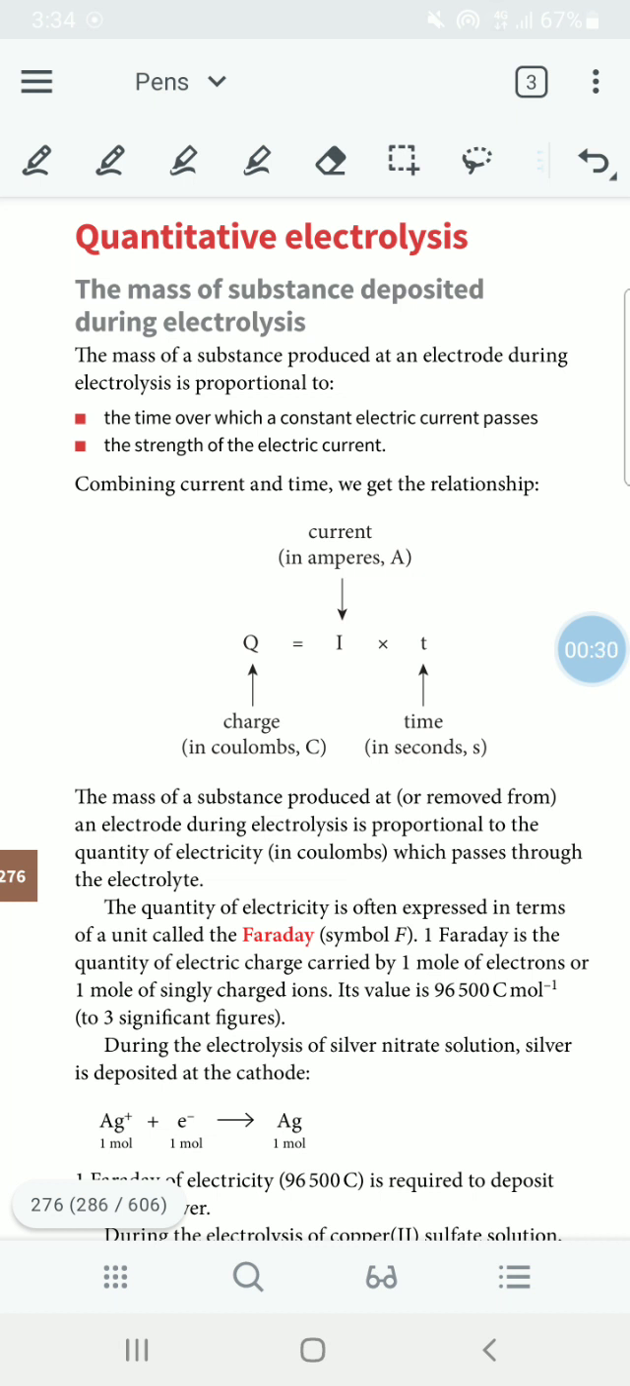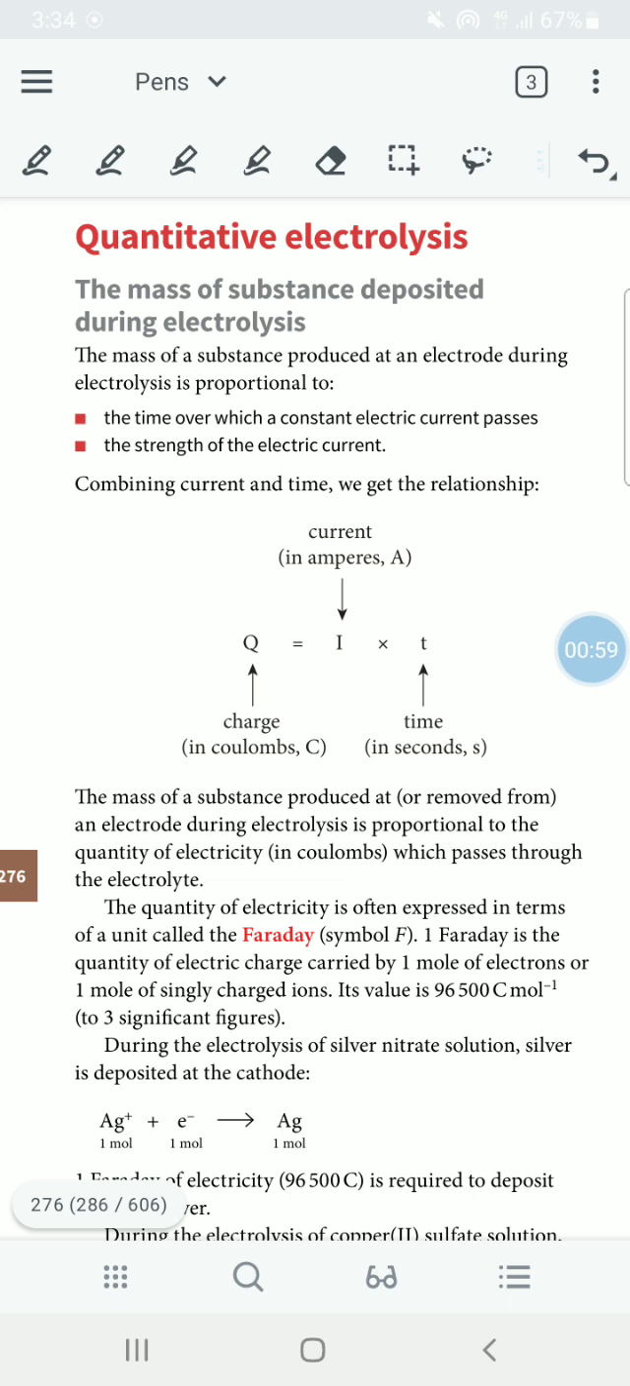the mass of substance produced at an electrode during electrolysis is directly proportional to the time over which a constant electric current passes and the strength of the electric current. So that means if both of these are high, the amount of substance that is produced at each electrode is also going to be high, right?